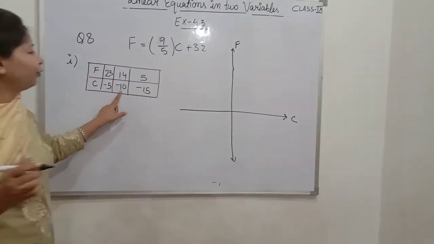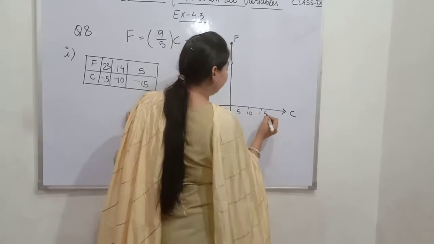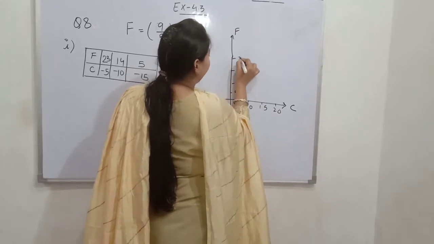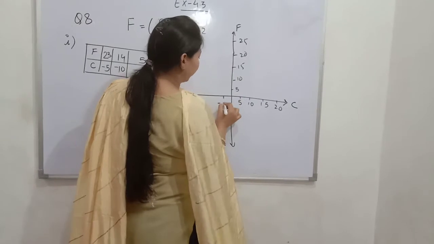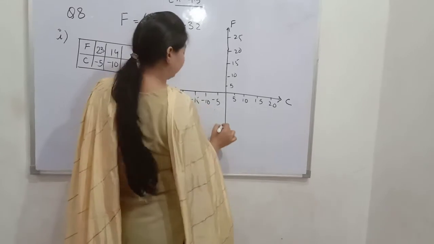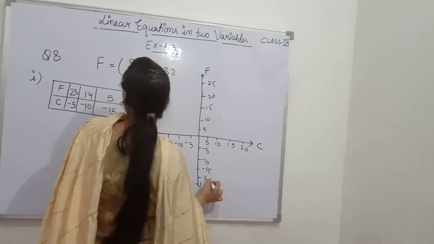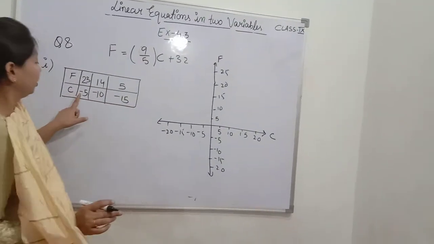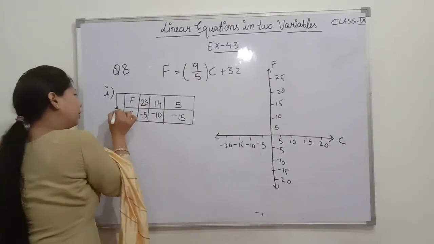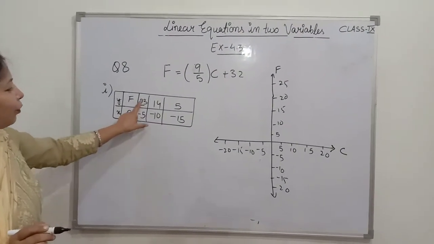Now it is -5, -10, so we will take it as 5, 10, 15, 20, 25. This is -5, -10, -15, -20. Now what is this? Celsius represents the x-axis. I will write here. This represents Fahrenheit, the y-axis. For C, it's -5 and 23.